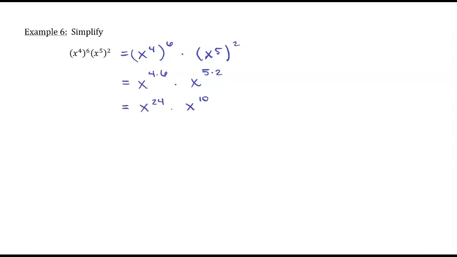Now that we've used the power rule to simplify the exponents on the outside of the parentheses, we'll use the product rule to finish. This is x raised to the exponent of 24 plus 10, or simply x raised to the exponent of 34. Now let's look at another rule.